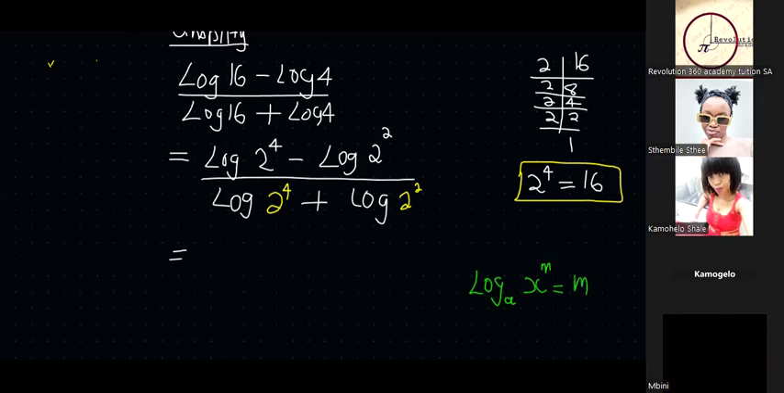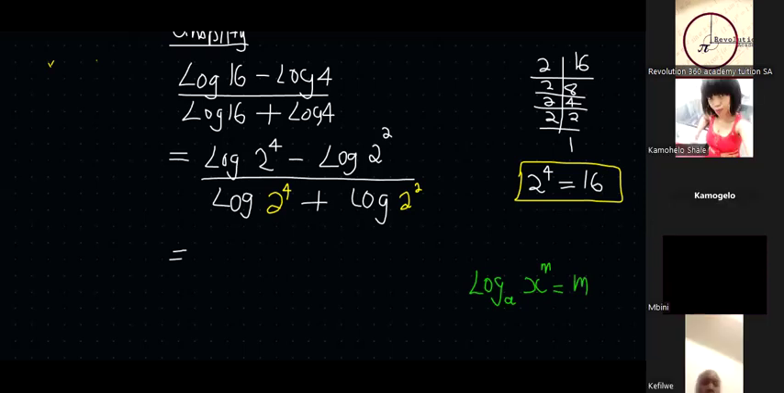With regards to that, when we're using this, it's a matter of you taking this m and bringing it in front. So we take this 4 and bring it in front. That will be 4 log 2. And then minus, you do the same, you take this 2 and write it in front. That will be 2 log 2. And then divide by, you do the same, you take this 4 and bring it in front. So that will be 4 log 2.